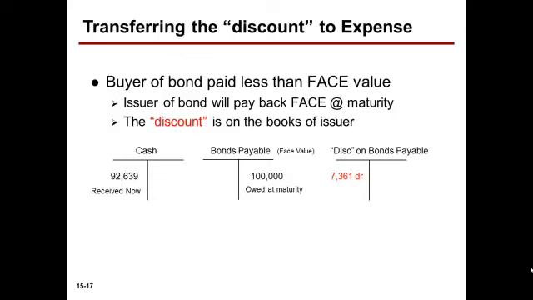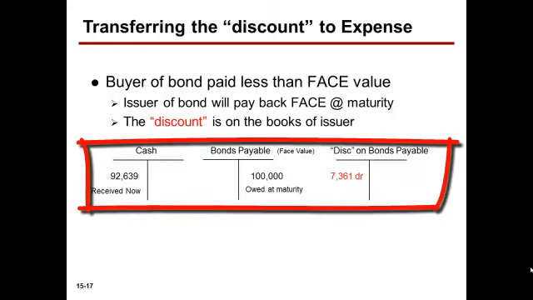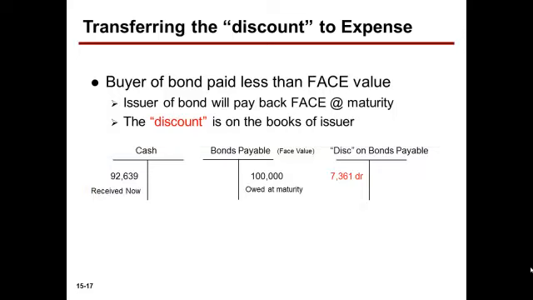Here's the T account diagram of the entry we made upon issuance of the bond. We received cash of $92,639, a debit that increased it. We credited bonds payable, $100,000. We'll owe that at maturity. And to true up our entry to make it balance, we need another debit of $7,361. That's a debit to the discount on bonds payable account.